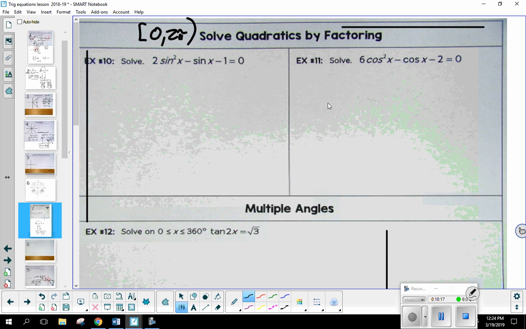Now I'm going to do the same thing. I'm just going to say that our trig function cosine is equal to x. And remember, you can use whatever variable you want. It doesn't matter. So 6 cosine squared is actually 6x squared, minus cosine of x, so just minus x, minus 2 equals 0. Now, if you don't need to pull out the cosine, if you can factor it using that, please feel free. This is just if it helps you.